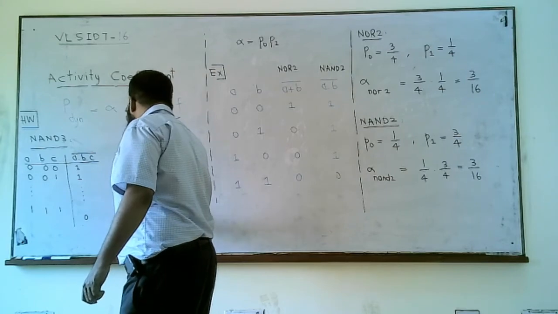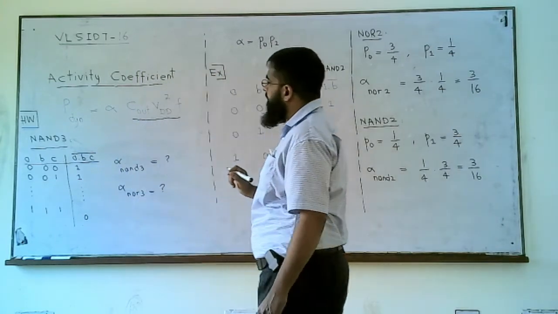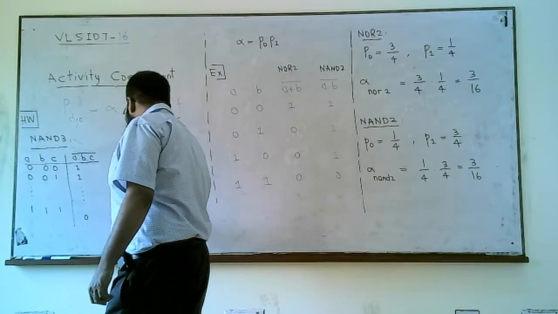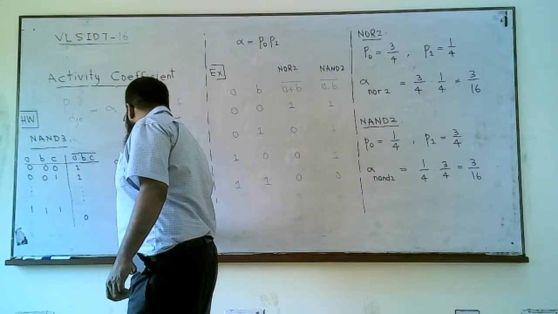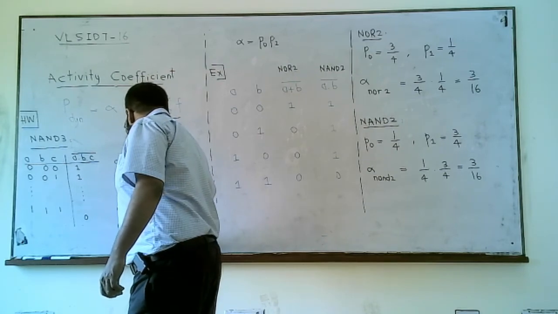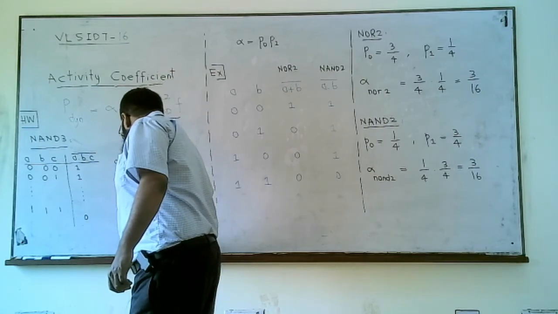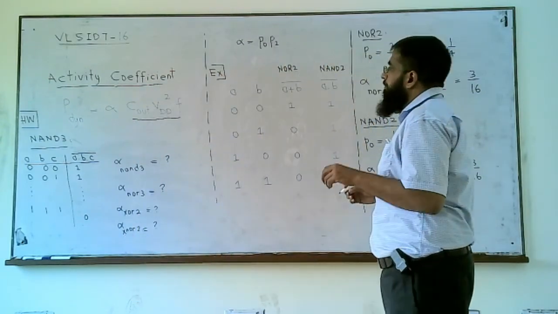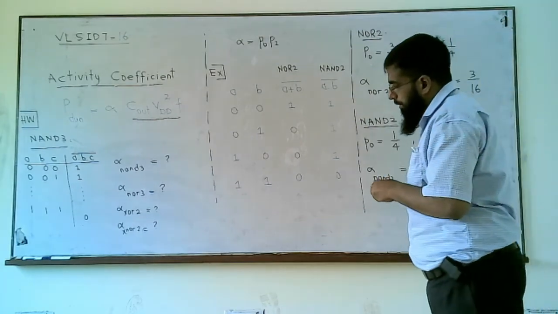Then alpha for NOR 2, not for NOR 2 but for NOR 3. This is your second homework, and you have two more homeworks. Alpha for exclusive OR 2 is also your homework, and you need to find alpha for exclusive NOR 2. These are your homeworks. You can find the answers anywhere on the internet and in the book.